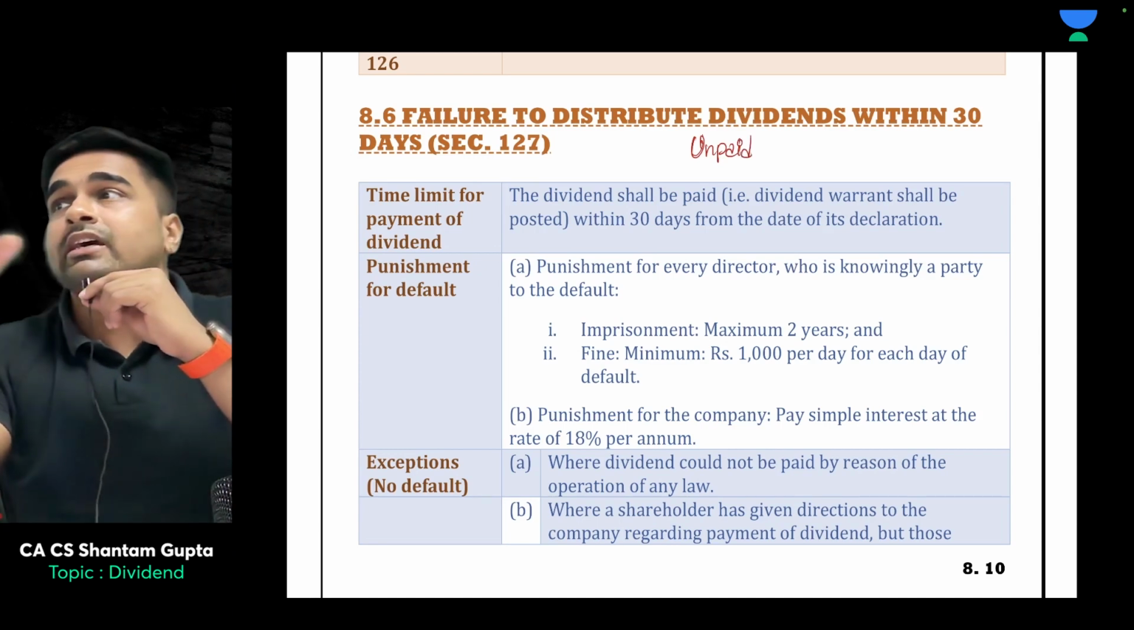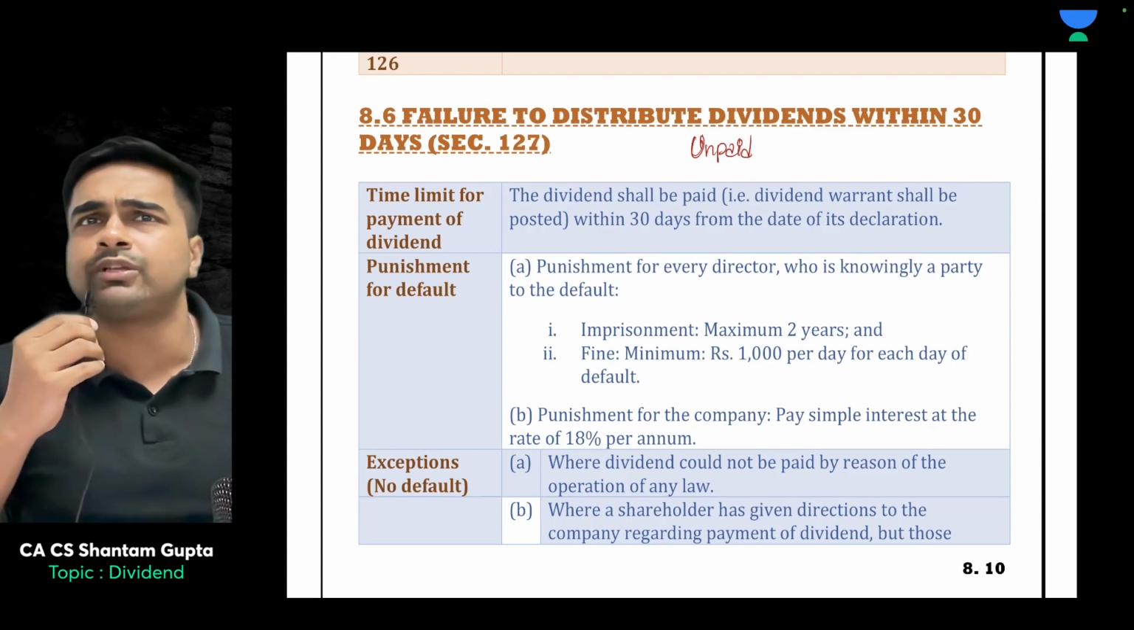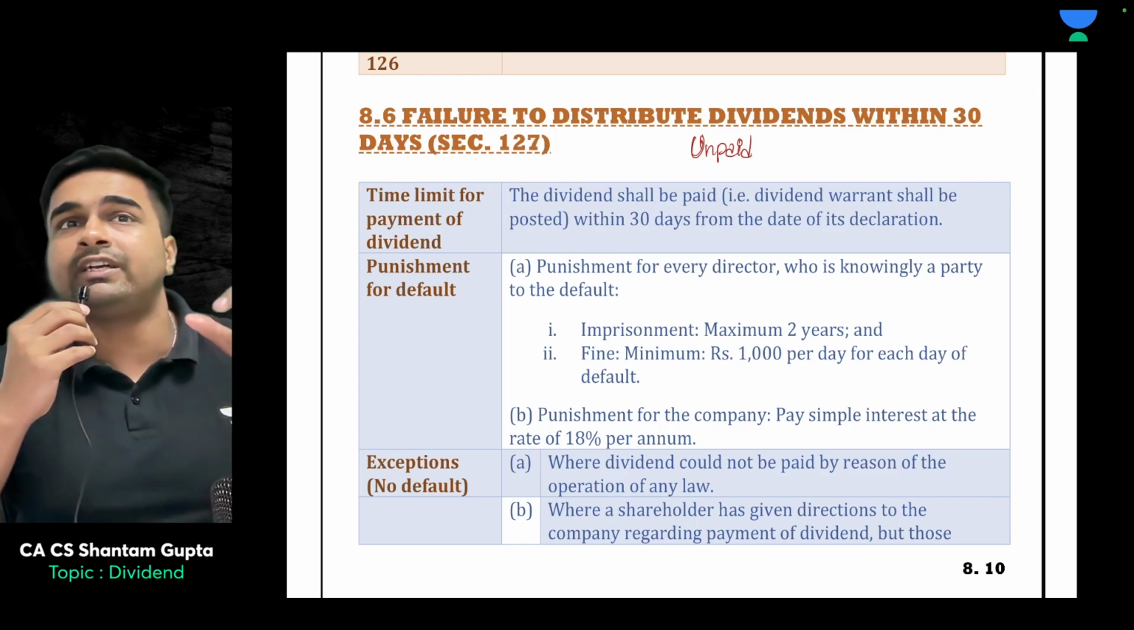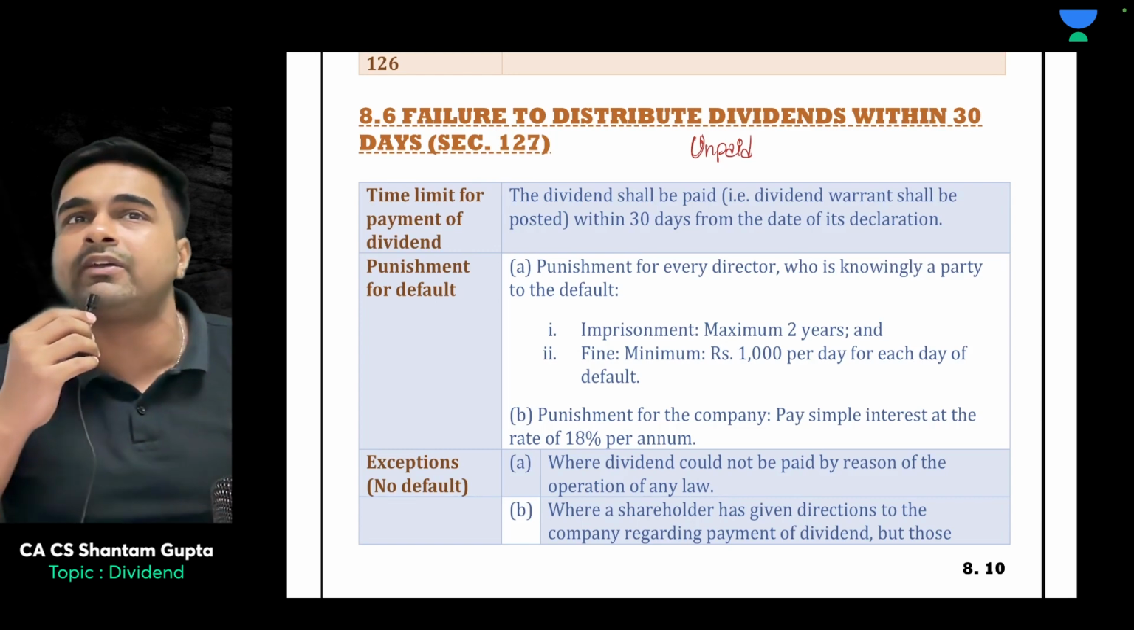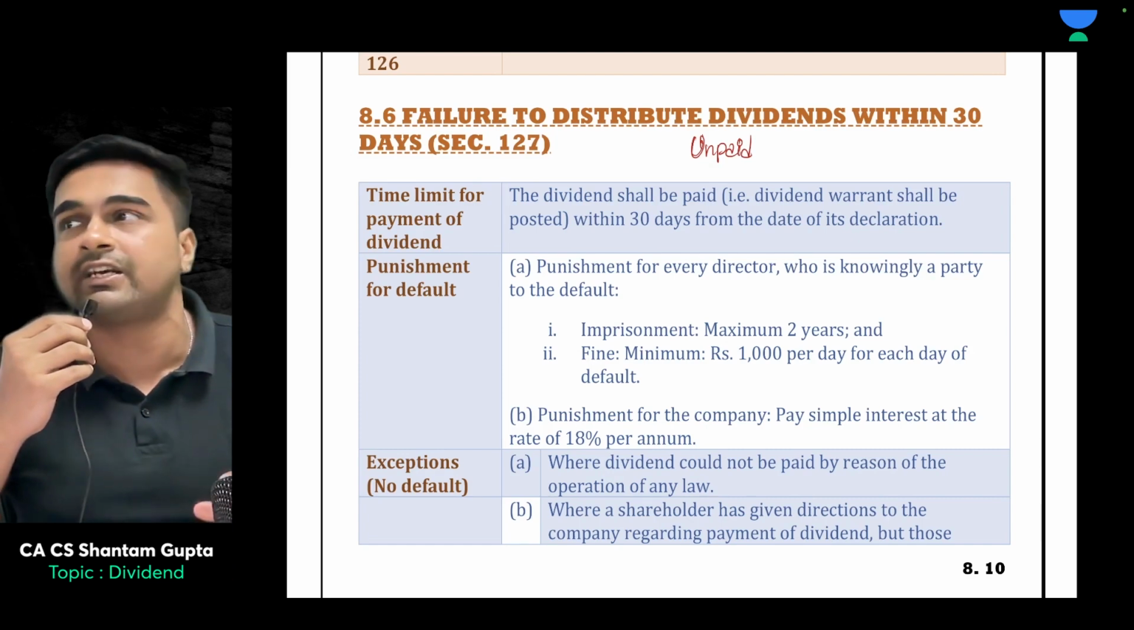Claimed was earlier. If the dividend is not claimed in 30 days, what do? We transfer it into the account. What account do we transfer it? In 7 days, you transfer it to the unpaid dividend account. If it is not transferred in 7 days, there is a penalty of 20% interest.